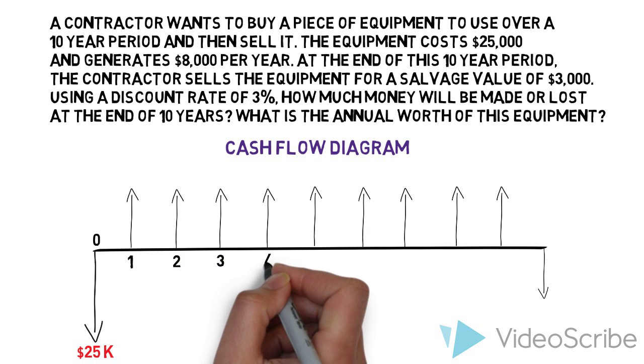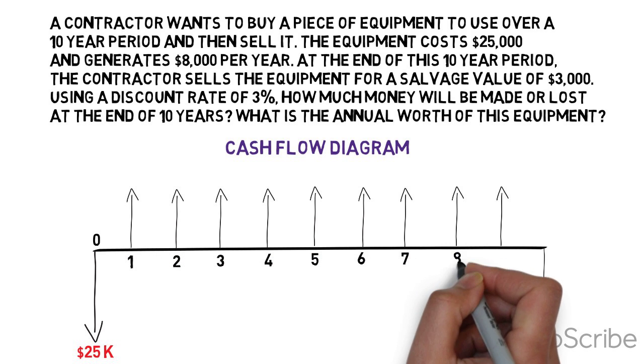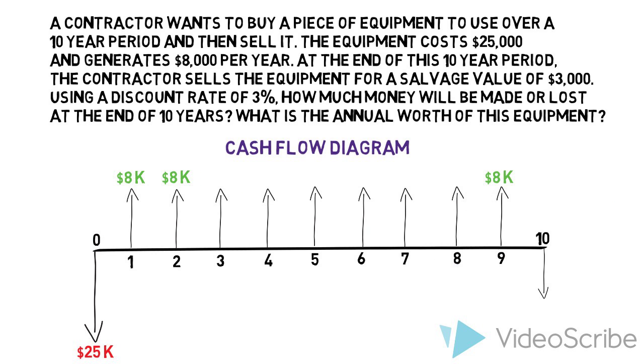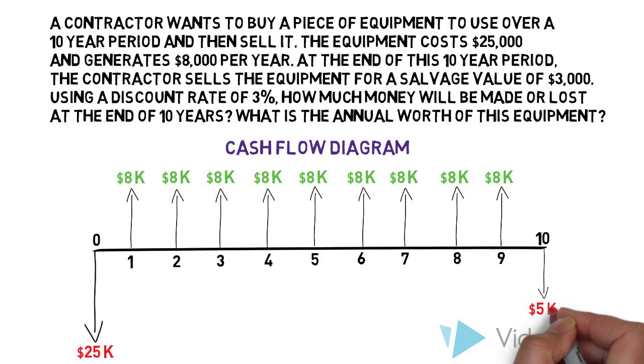Every year for the 10-year period, the equipment generates a consistent $8,000 in profit from year 1 to year 10. At the end of year 10, the contractor sells the equipment for $3,000. Therefore, the total cash flow in year 10 is the sum of the profit and salvage value, which is $11,000.